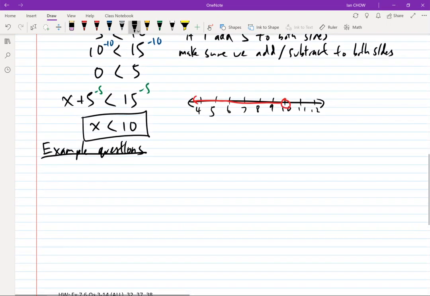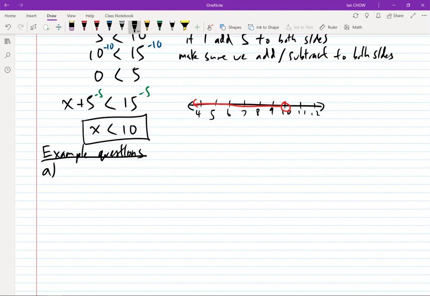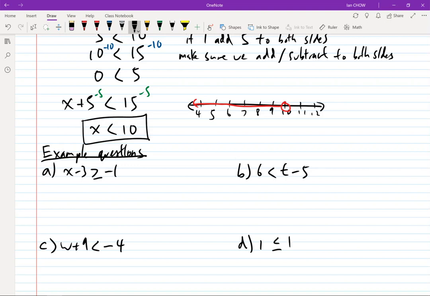Going back to our example questions over here, I'm going to give you 4 questions. So A, we have x minus 3 is greater than or equal, this time is greater than or equal to negative 1. And then B, we have 6 is less than t minus 5. And then in C, we will have w plus 9 is less than negative 4. And then in D, our last one, we have 1 is less than or equal to k plus 7.